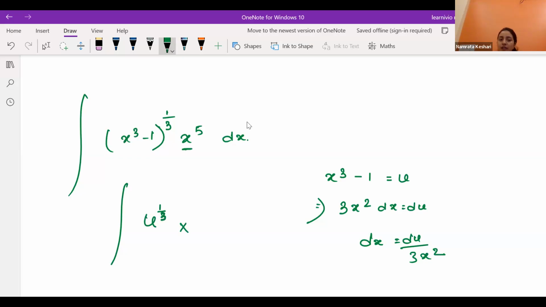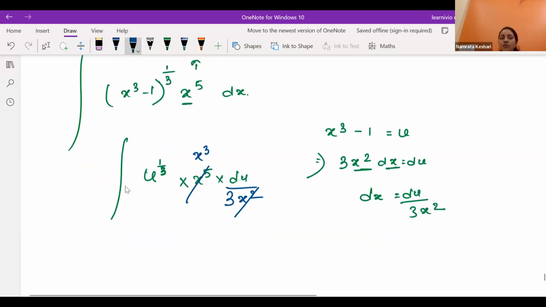Okay, x to the power 5 we will keep like this, and dx is nothing but du by 3x square. Or you can try breaking x to the power 5 as x cube into x square, and absorb the 3x square dx. So you can do it this way also. From here, x cube we ended up getting.